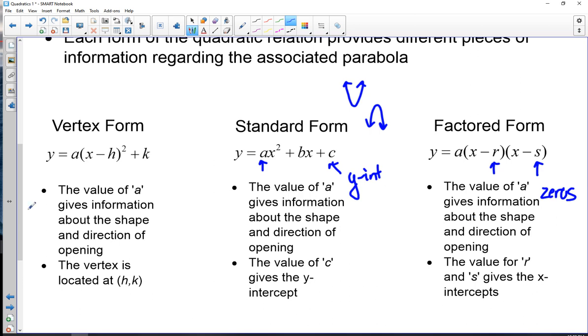And then finally, vertex form is written as y equals a times x minus h squared, so a binomial squared, plus k. The value of a works the same way as it does for the other two. But vertex form gives us the value of the vertex. So the value of h is going to be the x-coordinate of the vertex. The value of k is going to be the y-coordinate of the vertex. So each of these forms are very useful for solving associated problems, depending on what kind of information we are looking for in the problem.